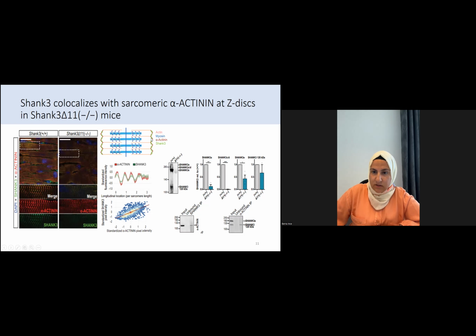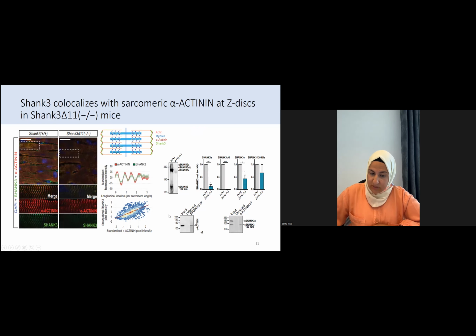Here we have the Z disc. So it's the border of the sarcomere, and the Z discs contain a lot of proteins, but the most prominent protein is alpha-actinin. So if we stay in the muscle, alpha-actinin is the marker for that. And we have shown that SHANK3 is localized here, especially. And then we checked for the expression of SHANK3. Here we can see that the SHANK3 isoforms A, C, D, and E were almost absent, whereas the isoform at 120 kilodalton was not reduced.